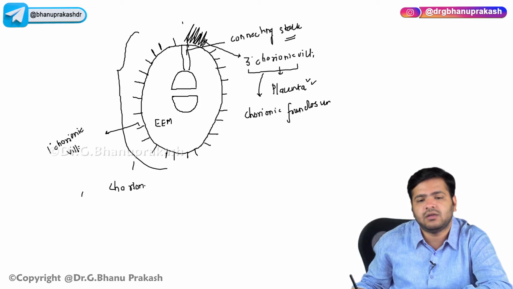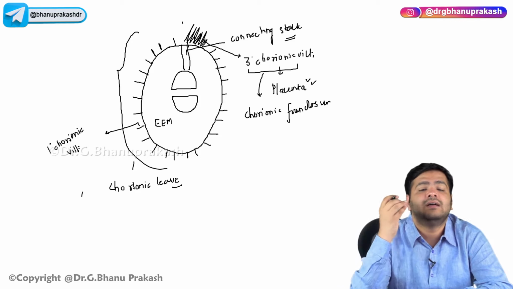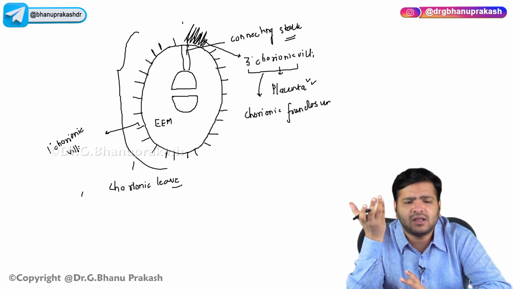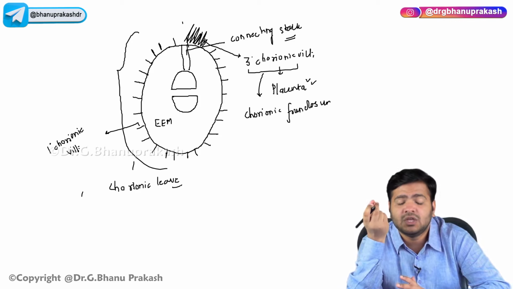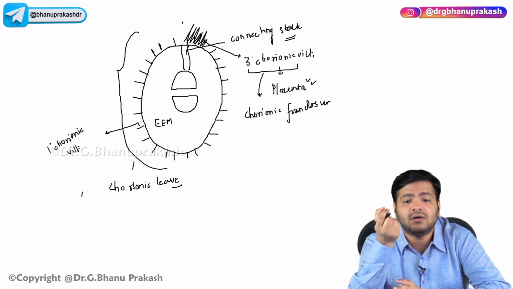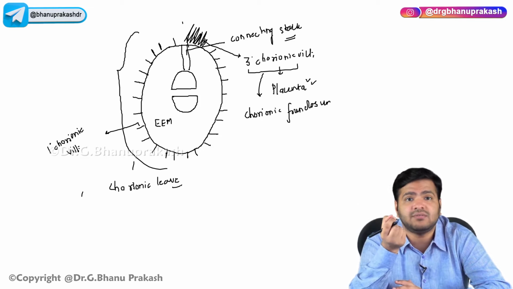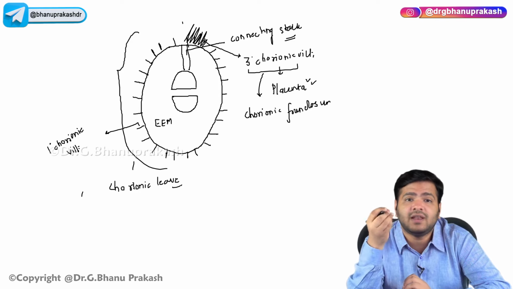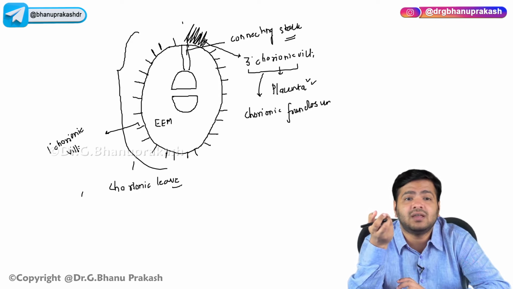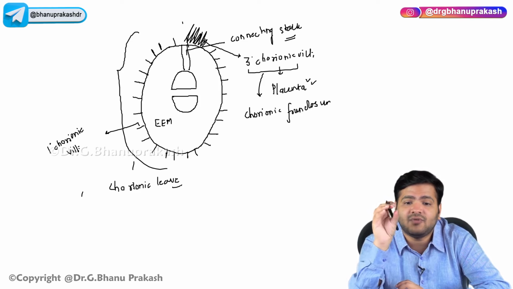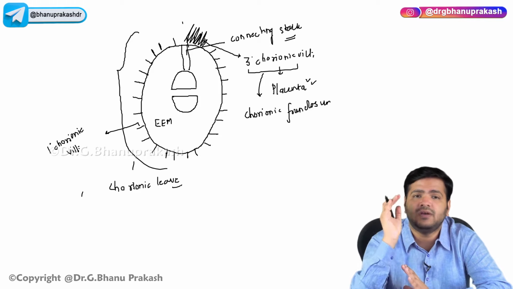Why laeve? Chorionic villi, they will shed off, right? They are not required as of now because the nutrition will transfer from this connecting stalk. The rest of the chorionic villi will shed off, and that is called as chorionic laeve, right? And the chorionic frondosum is the one which will now be the site where the tertiary chorionic villi is there, which will form the placenta.